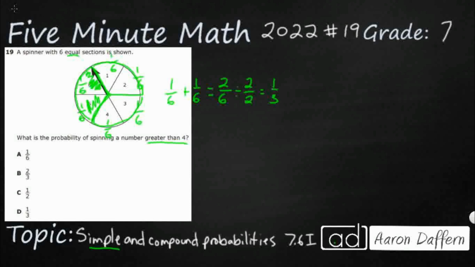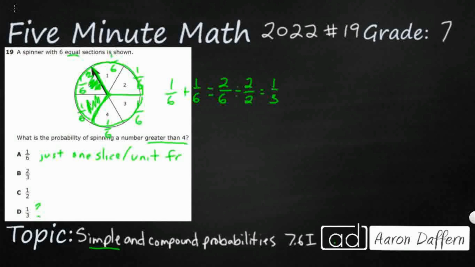Let's see what some of these other answers are and where they're coming from, just to make sure they're incorrect. Well, 1/6 I know is wrong. 1/6 is just one slice, right? So that's just assuming there is just one number greater than 4. That's the basic, or we can just call that the unit fraction.